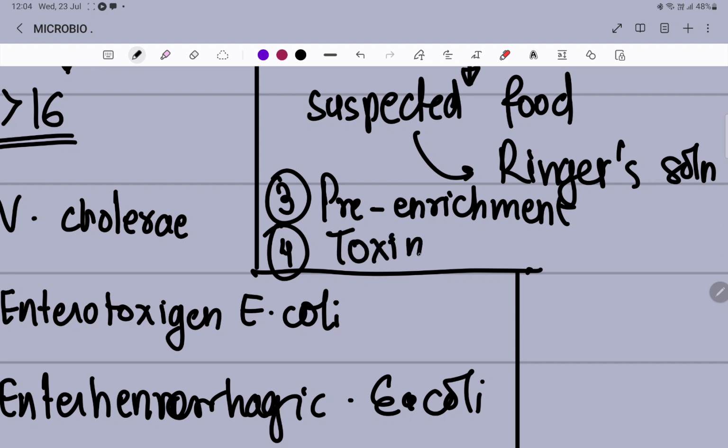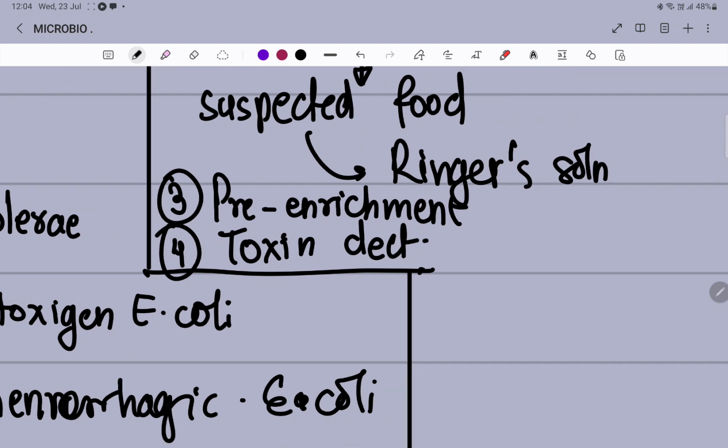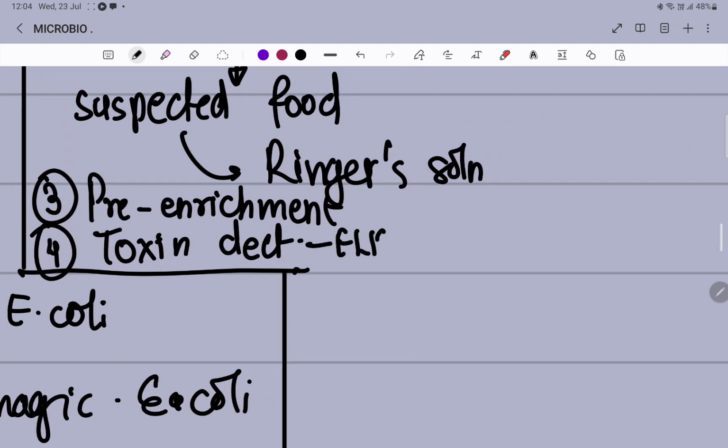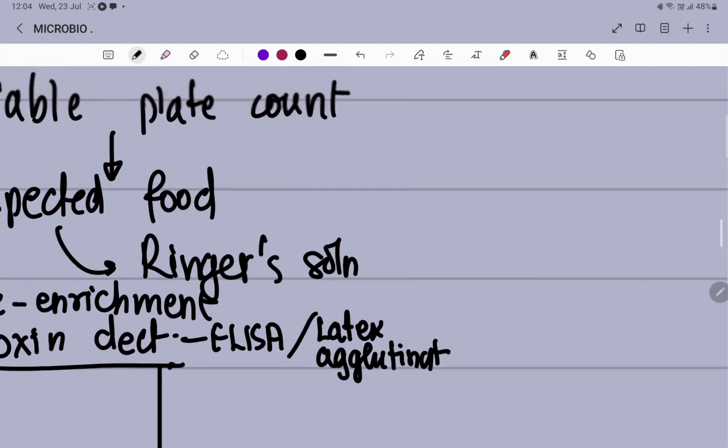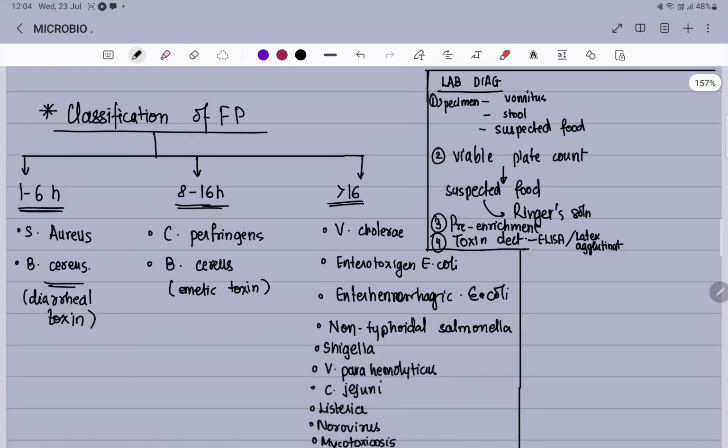Next is toxin detection. I have already told you how to detect toxin. First we do ELISA, or we can do latex agglutination. That is it for the lab diagnosis.